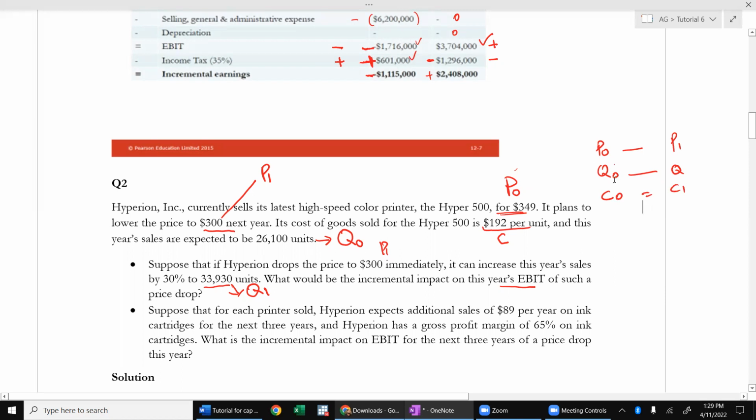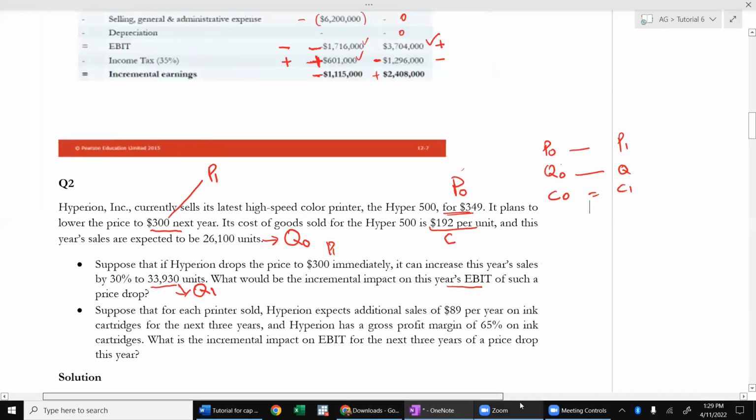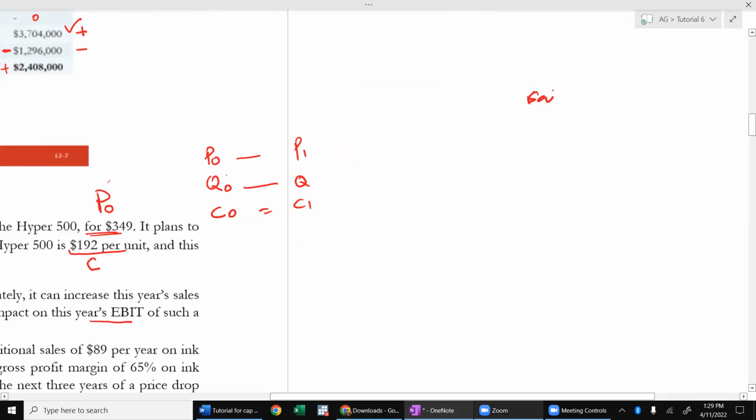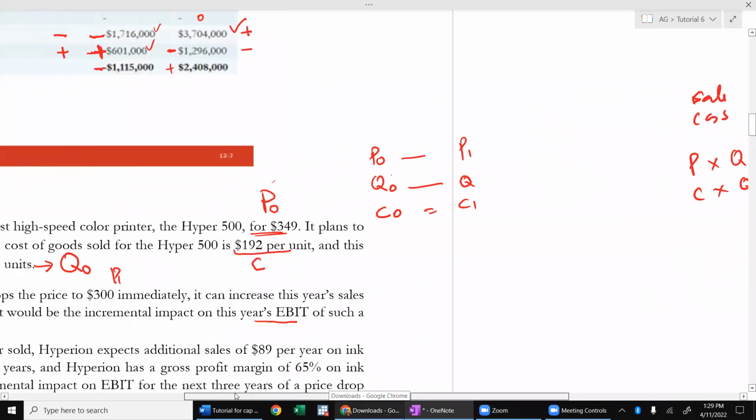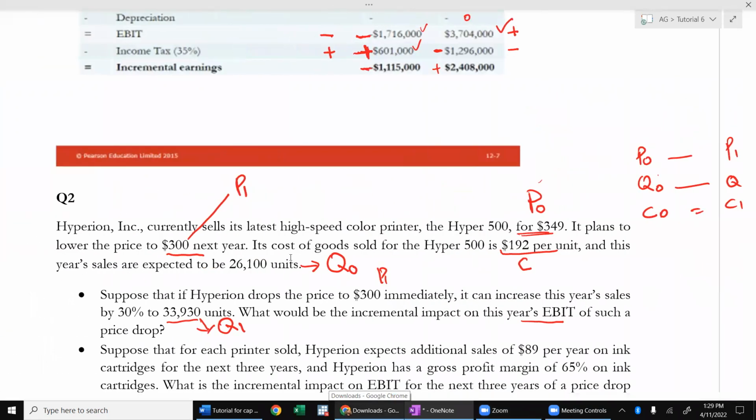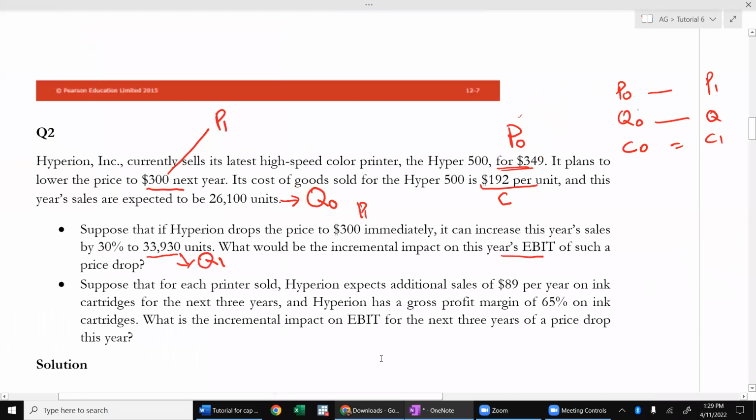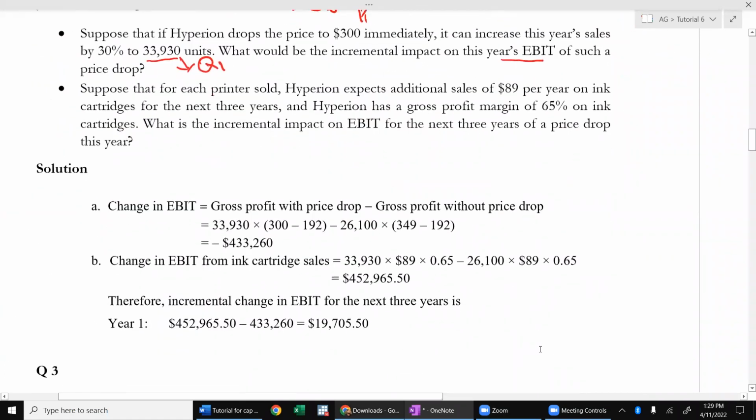They are equal, okay? So now, as you can see, I told you in the start that the question either gives you the information of direct sale, then CGS. If not, the question will give you the information of price and quantity to calculate sales, C and quantity to calculate CGS, okay? So now the question is dealing with the second part of information. What would be the incremental effect on this year's EBIT? So we need to calculate the effect, okay?